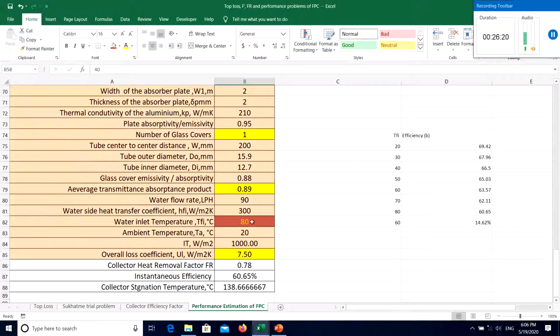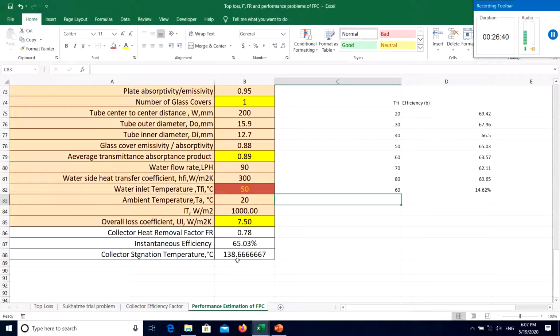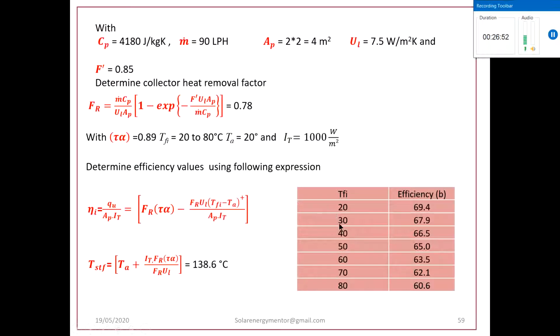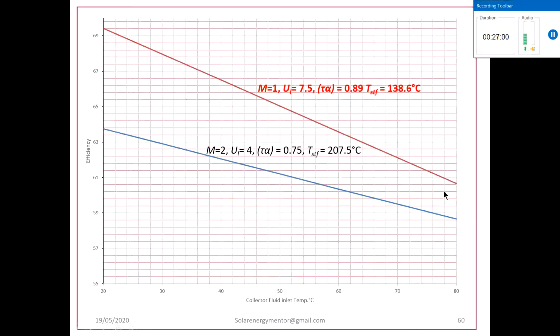So these are the values. If I change these values, say at 50 degrees Celsius, what is the efficiency? 65.03. So at 50, 65.03. Like this, as TFI goes on changing, the efficiency values will also vary. And the collector stagnation temperature is 138.6 here. So this data is shown here. As TFI goes on increasing, efficiency goes on decreasing. So in both cases, the characteristics show like this.